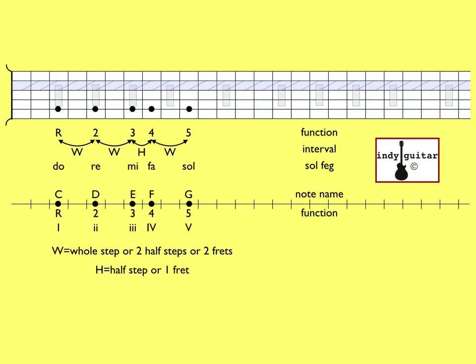Between 1 and 5 is 3.5 steps. Between 1 and 4 is 2.5 steps. Between 3 and 5 is 1.5 steps. Between 2 and 5 is 2.5 steps. Between 1 and 3 is 2 steps. You need to know this stuff. All you've got to do is look at it once a day and you'd have it.